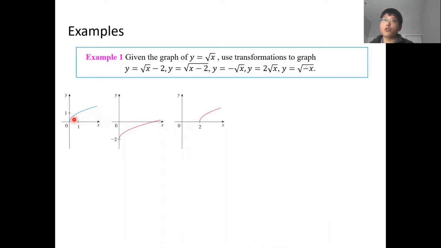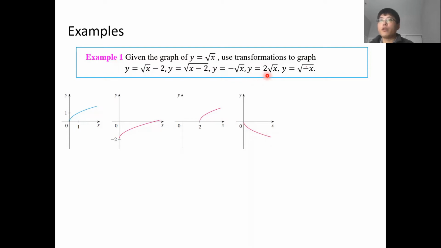So if you shift the original graph to the right by 2 units, you will get the graph for the second function. For the third function, you see a negative sign outside, and so this means you need to reflect it about the x-axis. So this is what you will obtain.